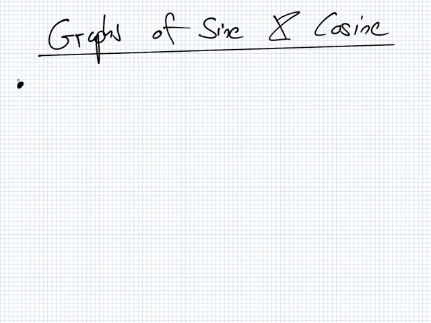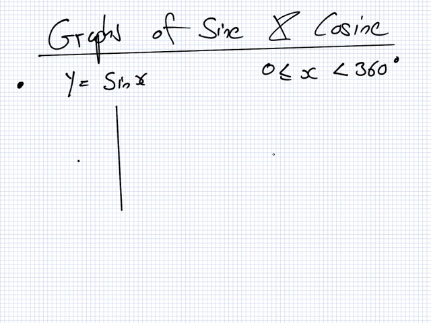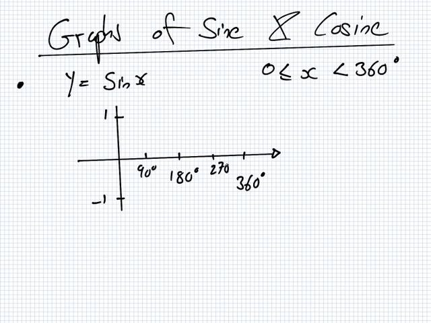Graphs of sine and cosine. So the first one we'll graph is y equals sine x. And we'll use degrees or radians. Let's use degrees. Not that it matters too much. So the first thing is that sine is always between 1 and -1. So the graph of sine looks like this.